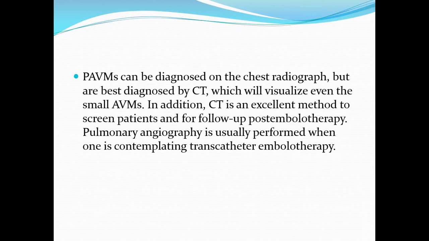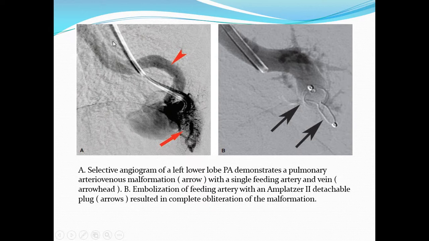Pulmonary arteriovenous malformation can be diagnosed on the chest radiograph but is now being diagnosed by CT, which will visualize even small AVMs. In addition, CT is an excellent method to screen patients and for follow-up post-embolotherapy. Pulmonary angiography is usually performed when one is contemplating transcatheter embolotherapy. For example, you can see here there is a pulmonary arteriovenous malformation with a feeding artery, a nidus here, a connection with a draining vein, and after a detachable plug placement here, injection shows obliteration of the connection.